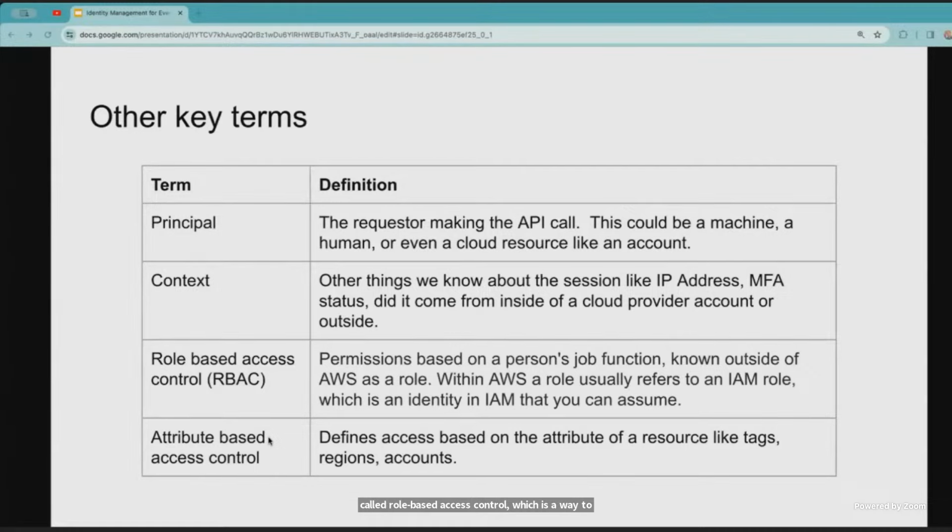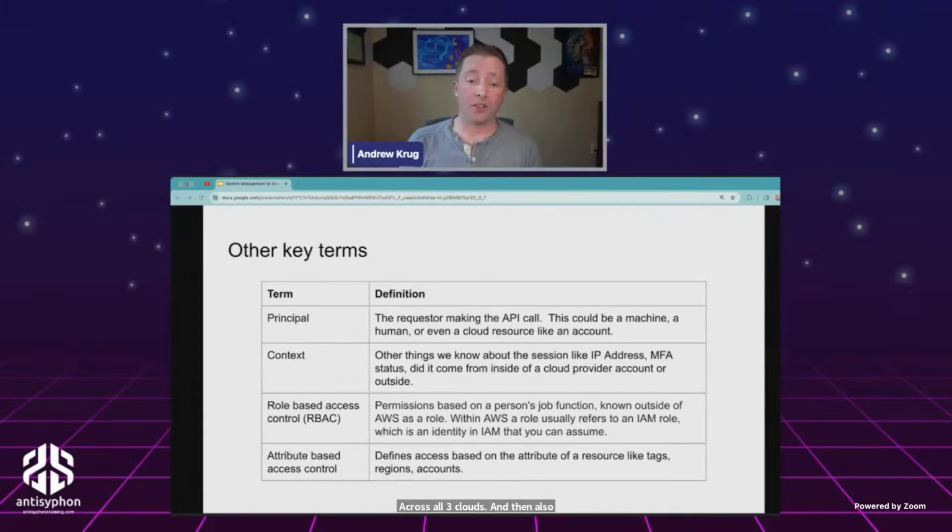So, of course, I work a lot in AWS, so I will reference a lot of the AWS concepts, but really the concept of role-based access control is not new. And this idea of creating job-related roles, and I don't mean a human job that you get paid for, I mean the actual tasks that an entity needs to carry out, that is a common concept across all three clouds. And then also we're going to talk about some scenarios where you can use attribute-based access control.